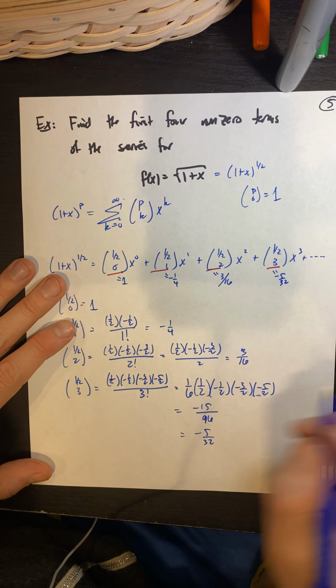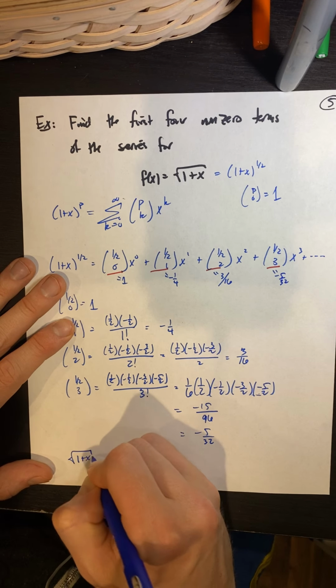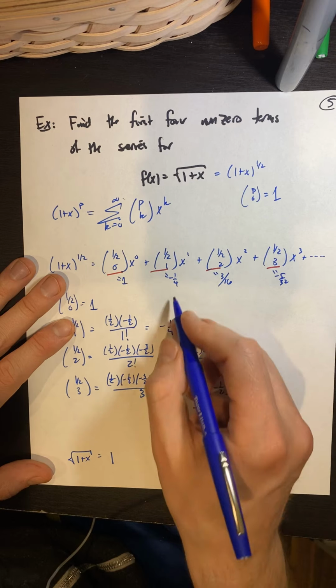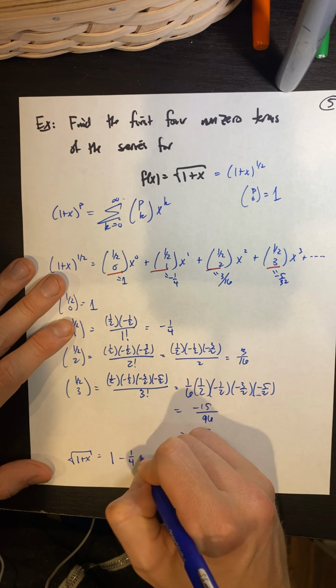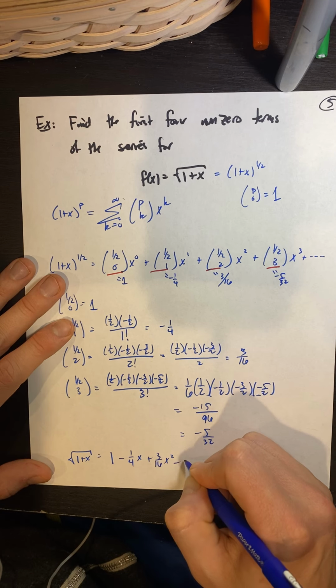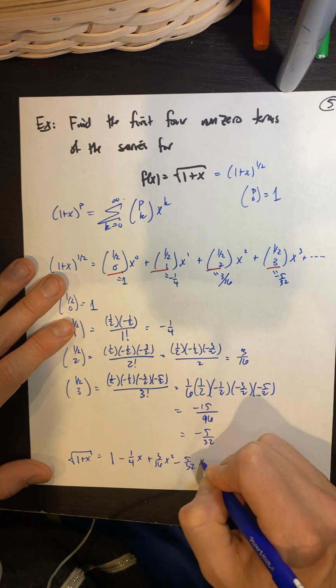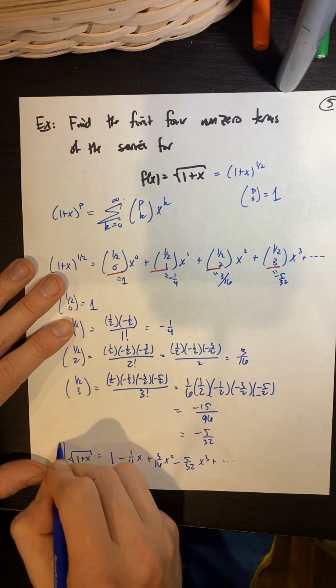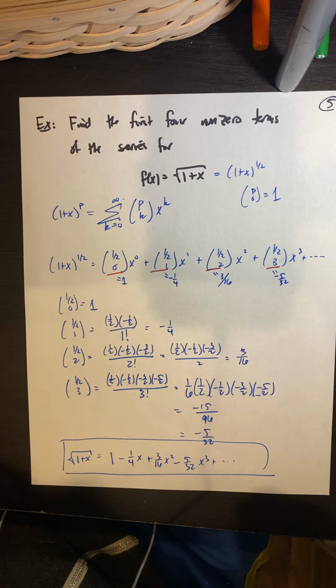Okay, so the square root of 1 plus x can be rewritten as 1 plus 1/2 x minus 1/8 x squared plus 3 over 16 x cubed minus 5 over 32 x to the fourth, plus blah, blah, blah. So those are the first 4 non-zero terms of that series.